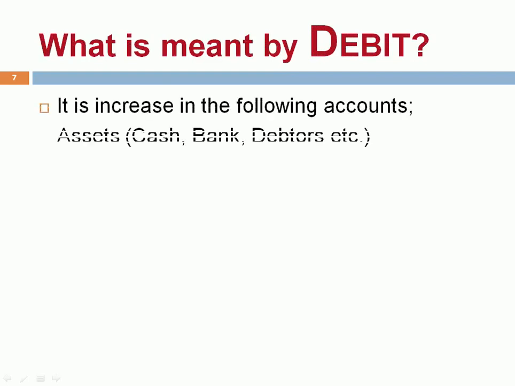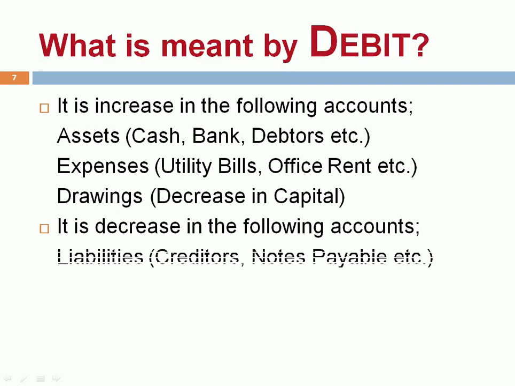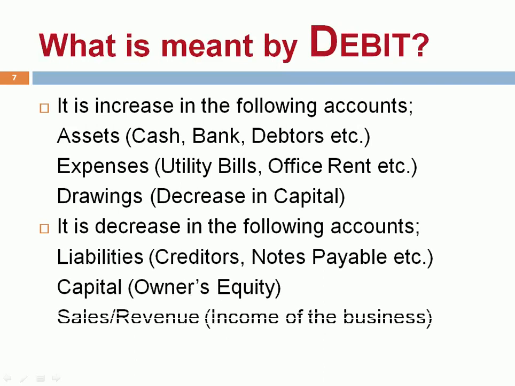So now, what is meant by debit? It is basically increase in the assets, expenses, or drawings. Assets, which includes cash, bank, or debtors. Expenses, which include utility bills, office rent, etc. Drawings, which is decrease in capital. So if there is increase in assets or expenses or drawings, it is a debit.